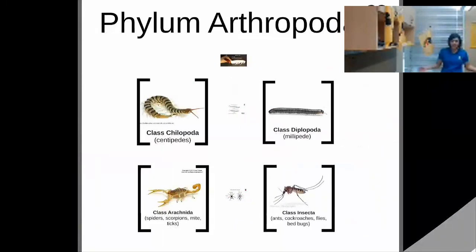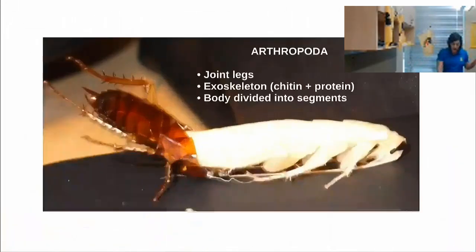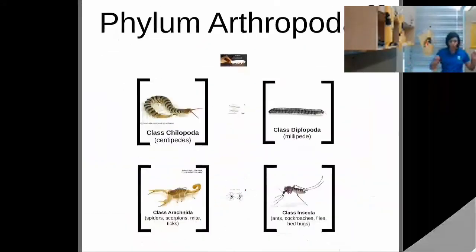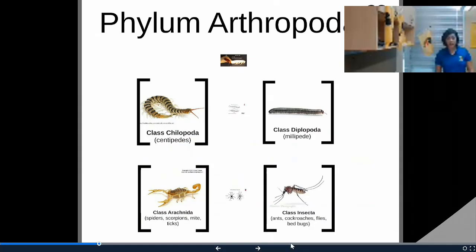Phylum Arthropoda. Attention. What are the arthropods? The centipedes, so class Chilopoda, class Diplopoda, the millipedes, class Arachnida, the arachnids, and class Insecta, the insects. These are arthropods.